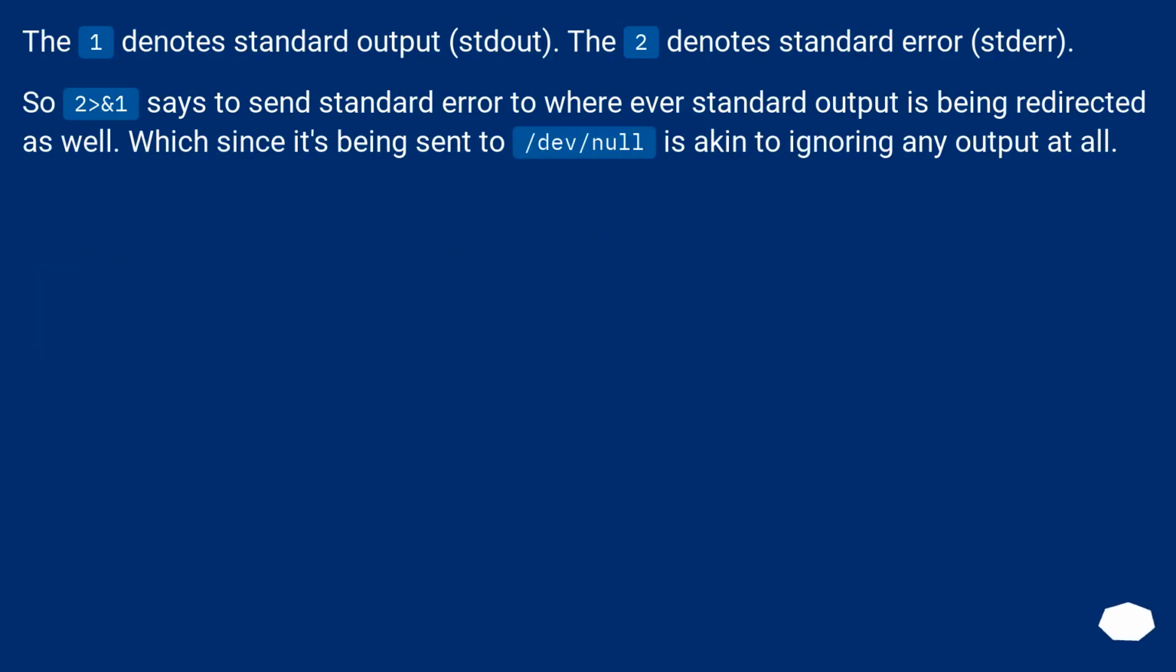the 1 denotes standard output, stdout. The 2 denotes standard error, stderr. So 2>&1 says to send standard error to wherever standard output is being redirected as well. Which, since it's being sent to /dev/null, is akin to ignoring any output at all.